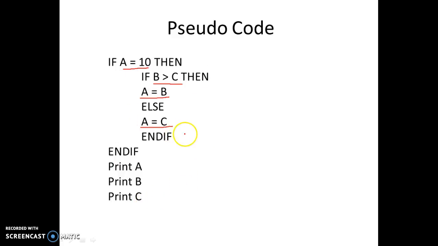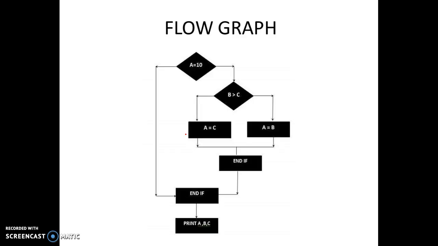So this is the pseudocode, and with the help of the pseudocode, first of all we will draw the flowchart, which is very easy as we are already working with programming languages. In the flowchart, A is equal to 10. If it is yes, then we check B is greater than C. If it is yes, then A is equal to C. If it is no, then A is equal to B. Then it will terminate the first if statement, and then we will print A, B, C.